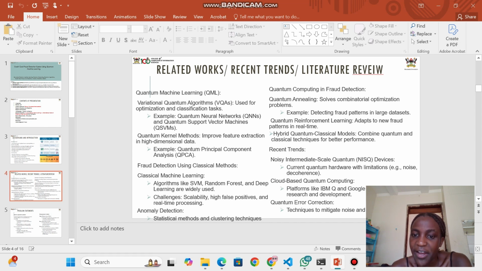So there are the current quantum hardware with limitations, for example, noise and decoherence. We have cloud-based quantum computing. That's basically deploying a model to the cloud. You can use Google, Microsoft, AWS, Azure. There are many of them.